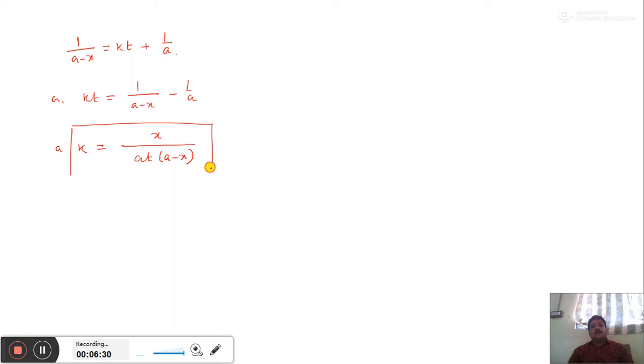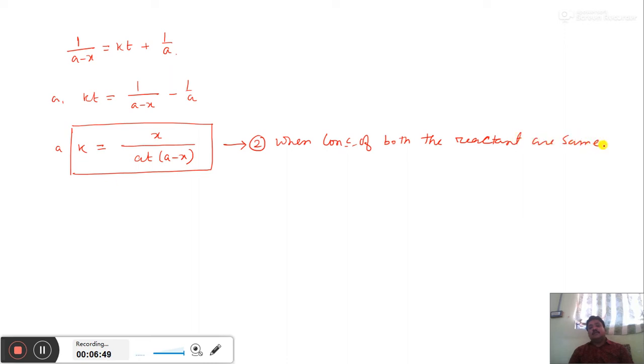This is the expression of k for a second order reaction, when the concentrations of both the reactants are the same. This is the expression of the rate constant k for a second order reaction.